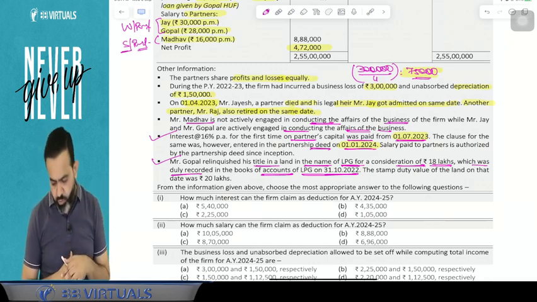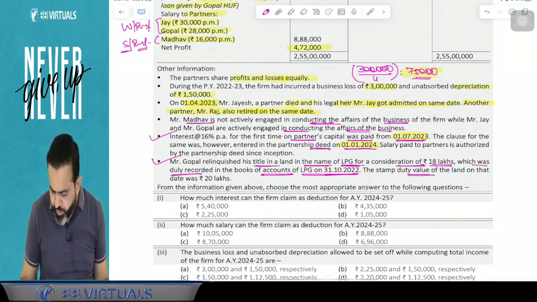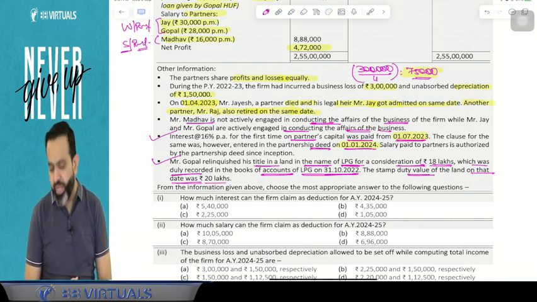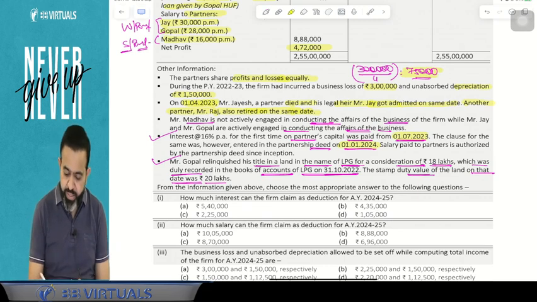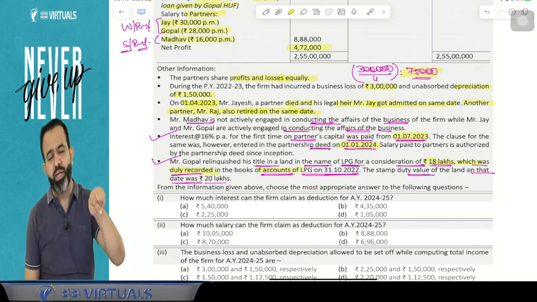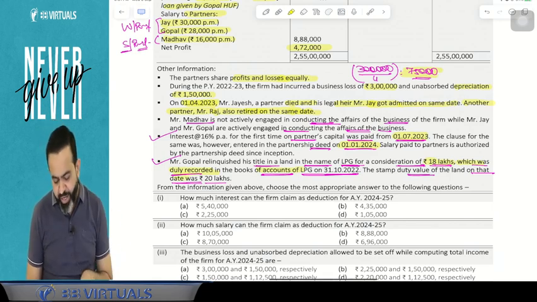Gopal transferred this land to the partnership firm, and the stamp duty value of the land on that date was 20 lakh rupees. So last year, Gopal transferred this land to the partnership firm at 18 lakh rupees, and at 18 lakh only it was recorded in the books of the partnership firm. And the stamp duty value was 20 lakh.